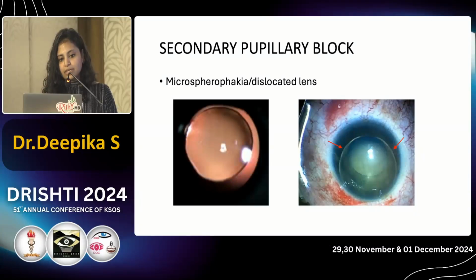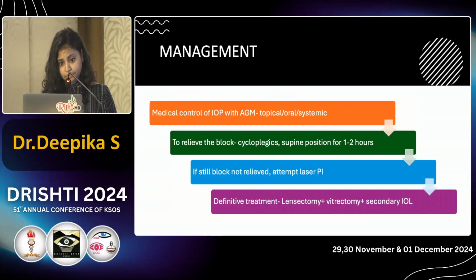So how do you manage these conditions of microspherophakia, where there is intermittent subluxation of the lens? In any condition, you have to first medically control the IOP as in acute primary angle closure, but here to relieve the block you can try cycloplegics, because the smaller lens is trapped in the pupil. Once you give a strong cycloplegic and make the patient supine for 1 to 2 hours, sometimes the pupillary block can get relieved in microspherophakia and the lens can go back to its original position. If still the block is not relieved, you can attempt laser PI. But the definitive treatment in any microspherophakia case will be lensectomy, vitrectomy with secondary IOL, because they can have intermittent attacks again, and sometimes the pupillary block cannot be relieved by any other method.